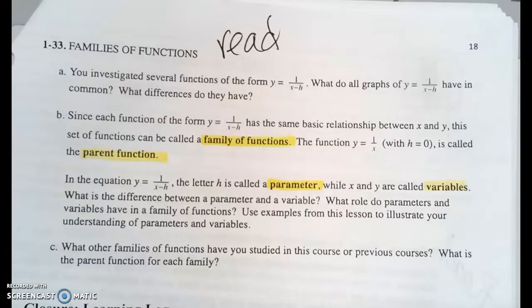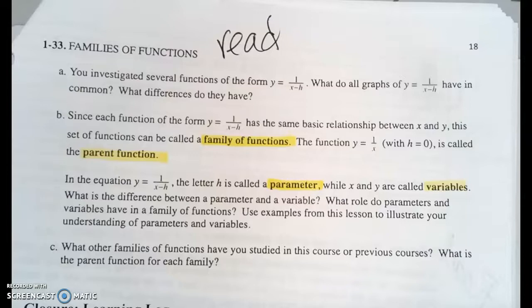The function y equals 1 over x with h equal to 0 is called the parent function. And in the equation y equals 1 over x minus h, the letter h is called a parameter. It's what's going to change it. It's going to move it somehow. While x and y are called the variables. What is the difference between a parameter and a variable? And what role do parameters and variables have in a family of functions? Use examples in this lesson to illustrate your understanding of parameters and variables.